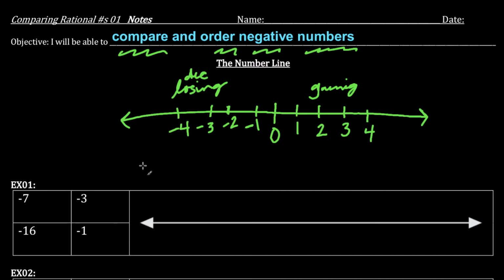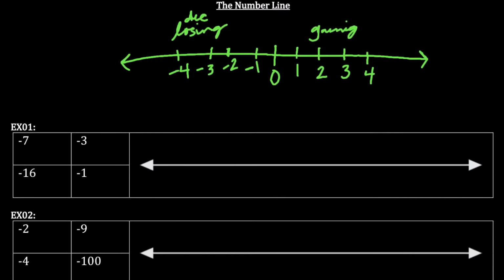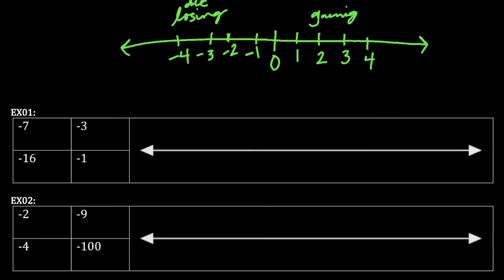So with that in mind, let's take a look at some of these examples. Example number 1. We're going to order these from least to greatest. It doesn't say, but we're going to. Now, I like to put 0 here, because we don't have any positives in this. We just have negative values. 0 is right here. So -1 would be right around here.